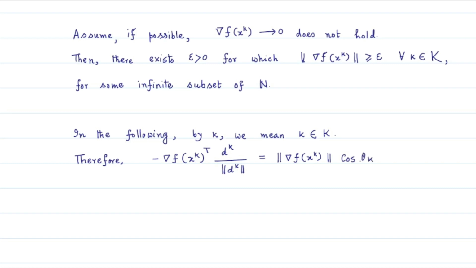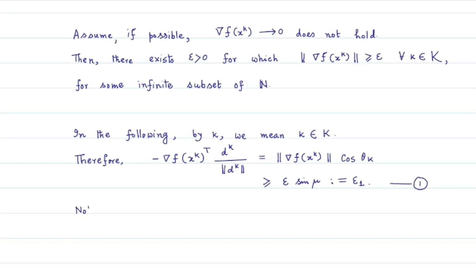As theta k is lying in between 0 and pi by 2, inside which range the function cosine is a monotonically decreasing function, and theta k is assumed to be less than or equal to pi by 2 minus mu, then we have this norm gradient of f at xk greater than or equal to epsilon, and cosine theta k is greater than or equal to sine mu. Let us denote it as say epsilon 1. We shall use this inequality later on. Let us name it as equation number 1 say.